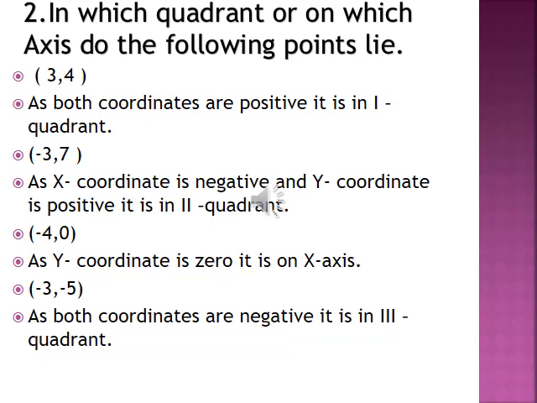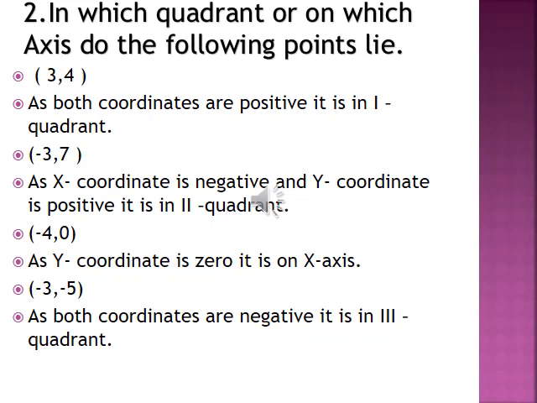(-4, 0). It's very easy to understand. The y coordinate is 0, and therefore naturally only the x coordinate is here. So this point is on the x-axis, not in quadrants 1, 2, 3 or 4. Remember, when any coordinate is 0, the point lies on the axis of the coordinate which is non-zero. So here the y coordinate is 0, so this point lies on the x-axis.